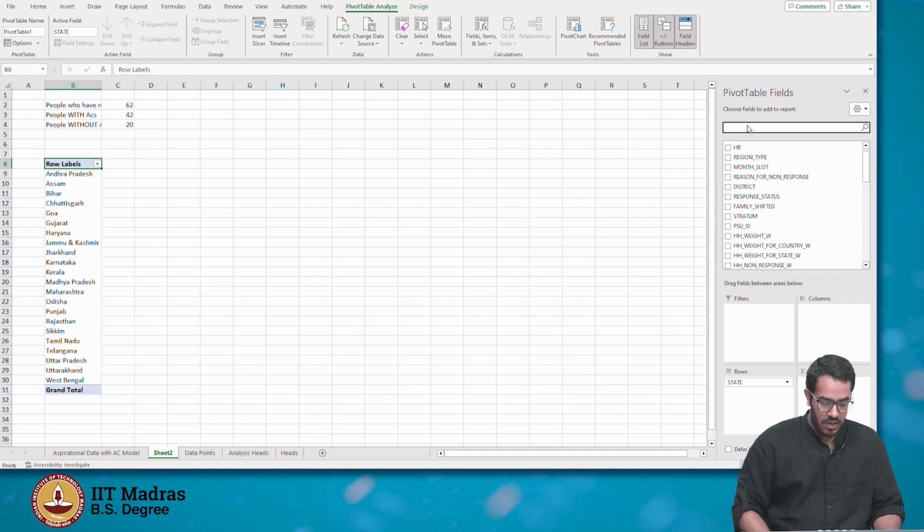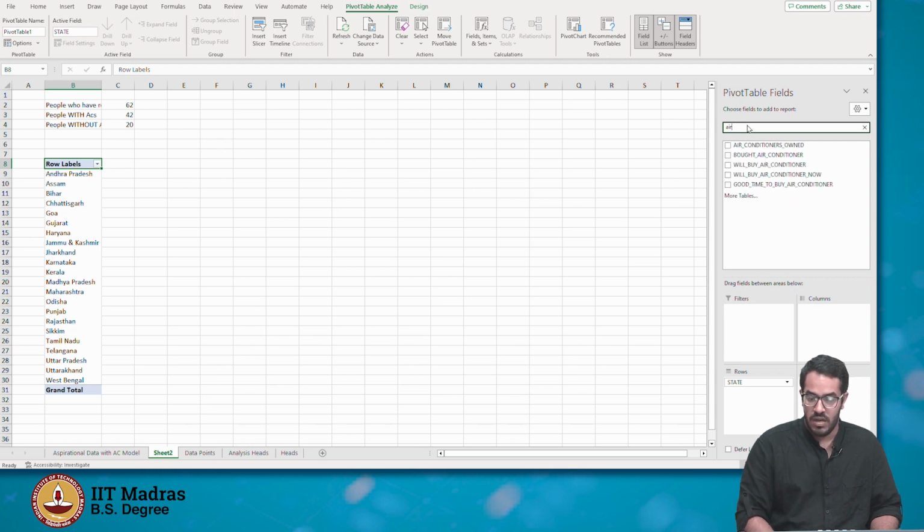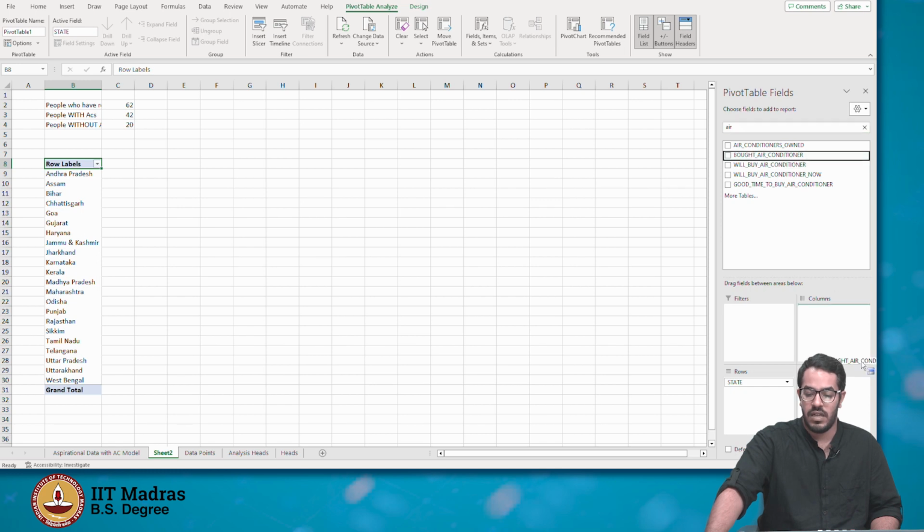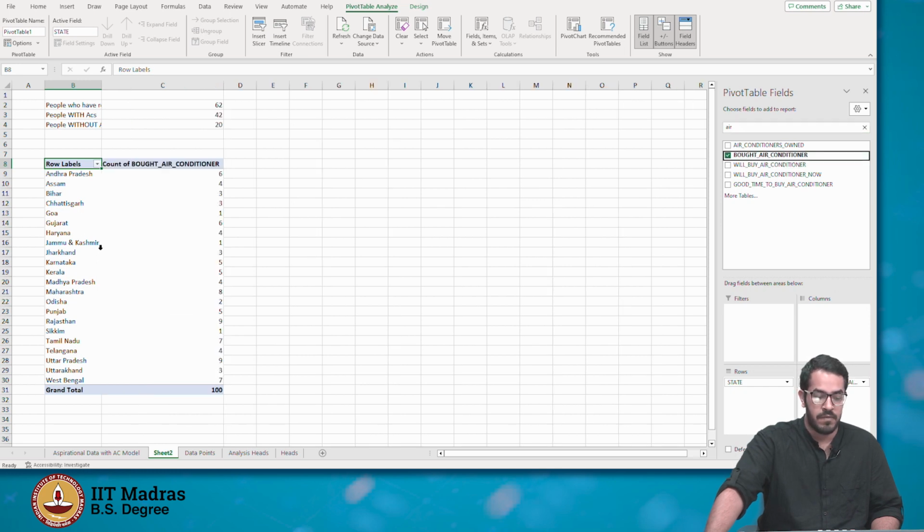So here we have the population of all the rows that are here, and now we will see what the condition of air conditioners is in these specific states. So here I have the column head of bought air conditioners. This I can select and keep in values, and I will see how many people have replied. So 100 people, we have 100 data points. Of course, all of these people have responded.